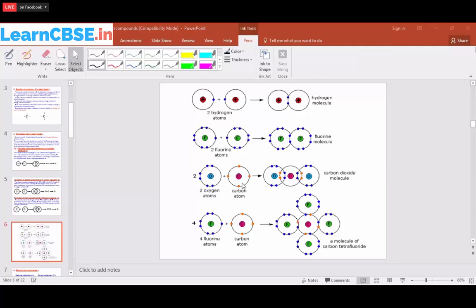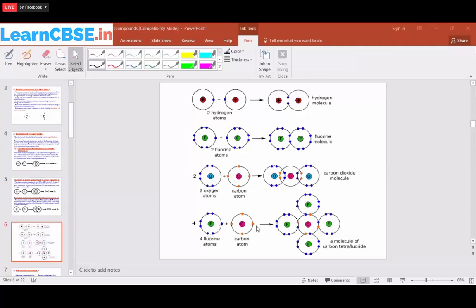So carbon needs 2 oxygen atoms to share the 4 electrons. Carbon shares 2 electrons with one oxygen atom and the other 2 electrons with the other oxygen atom, so it makes double bonds. Carbon makes a double bond with one oxygen and a double bond with the other oxygen atom. So it's a linear molecule.